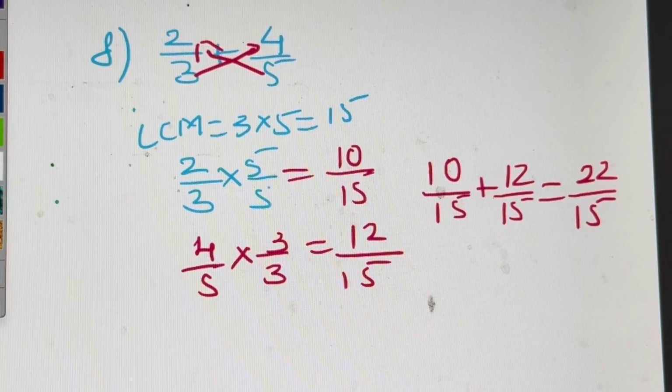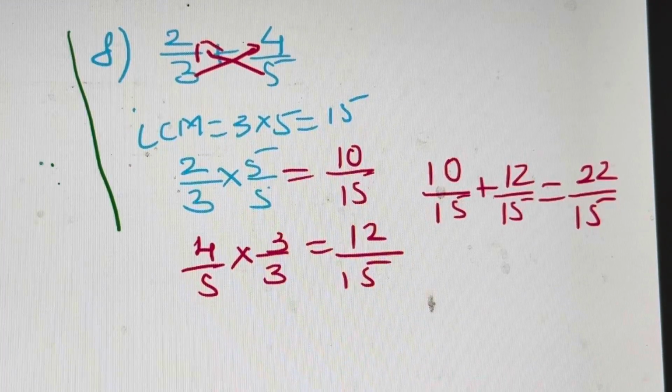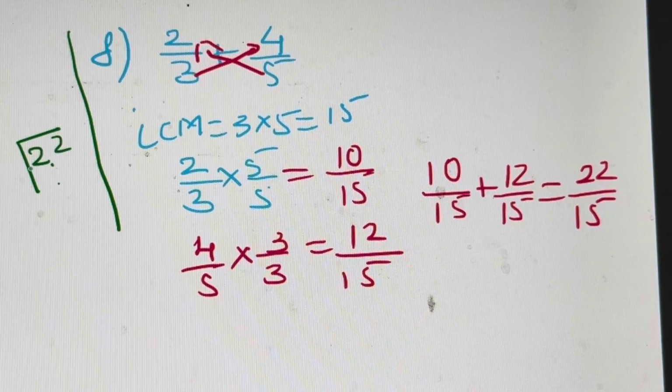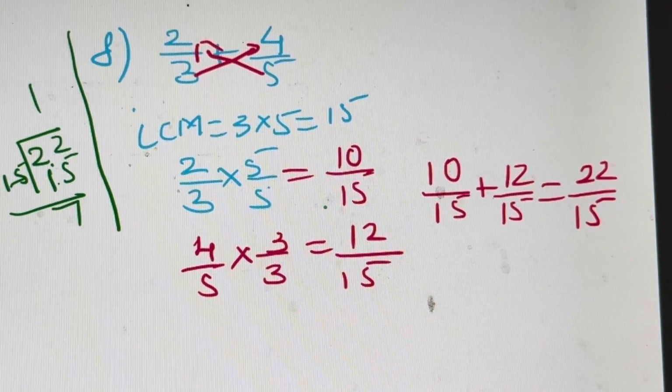I'll show you division here in rough work. You can divide 22 by 15. 15 ones are 15. Remainder is 7. So the answer will be 1 whole 7 upon 15. This division you can do mentally or in the rough work.